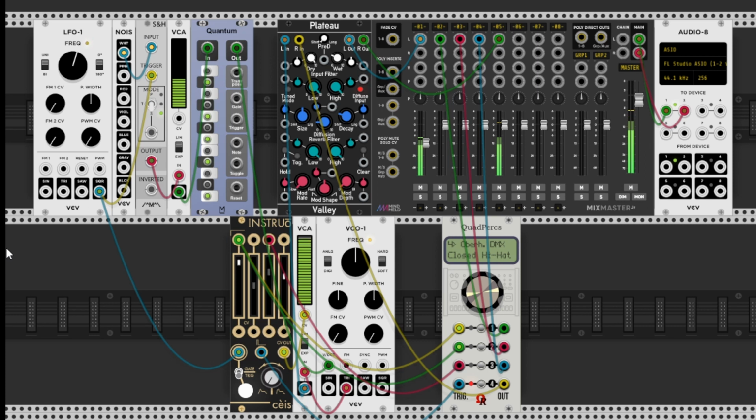So the whole patch is clear. I think the sample and hold through the quantizer modulates the pitch of this VCO, which sends its output through the VCA, which is modulated by this envelope, by Instru Classic. And as I told you some seconds ago, I'm using the additional outputs of Instru to trigger the percussion. Yeah, that's it.